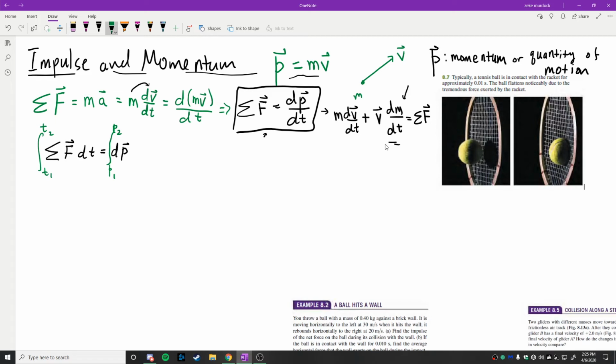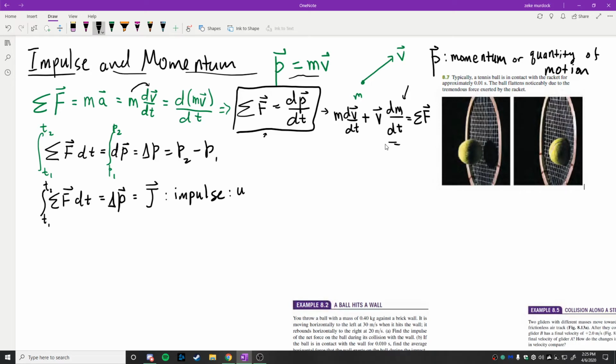What we end up getting is that on the left-hand side we'd still have an integral, the integral of the sum of all forces acting on the system with respect to time, carried from some t1 to t2. This should be equal to delta p, which is just p2 minus p1, the change in momentum. This expression is what we define as impulse, and your book uses the symbol J for impulse. So this is impulse.